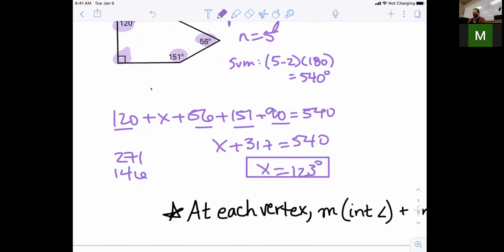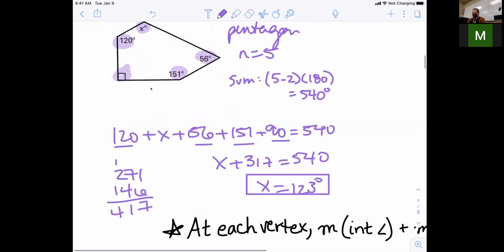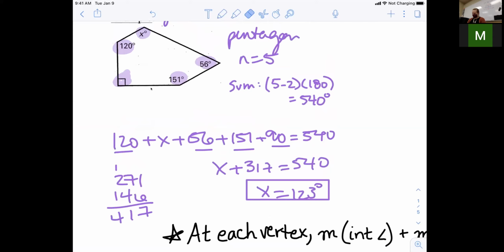It is 417, isn't it? Ooh, yikes. Oh, did I get the right answer? It's 540 minus 417. Oh, okay.